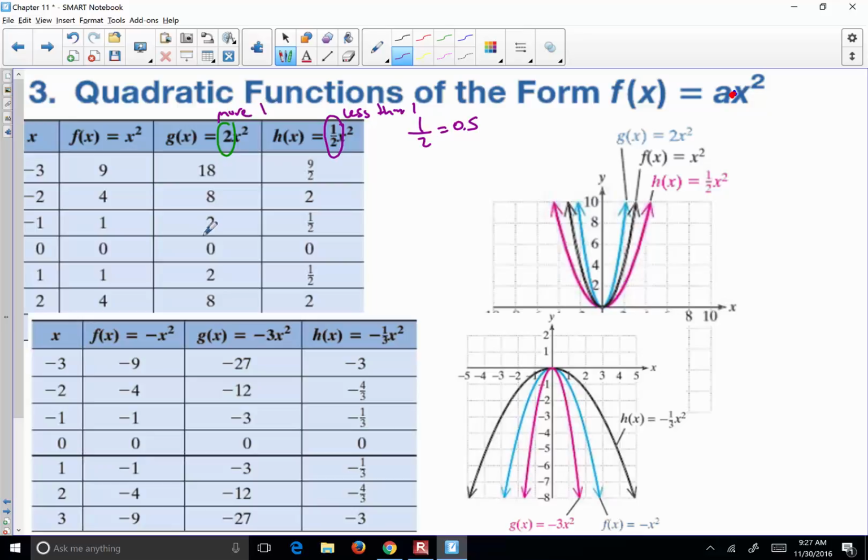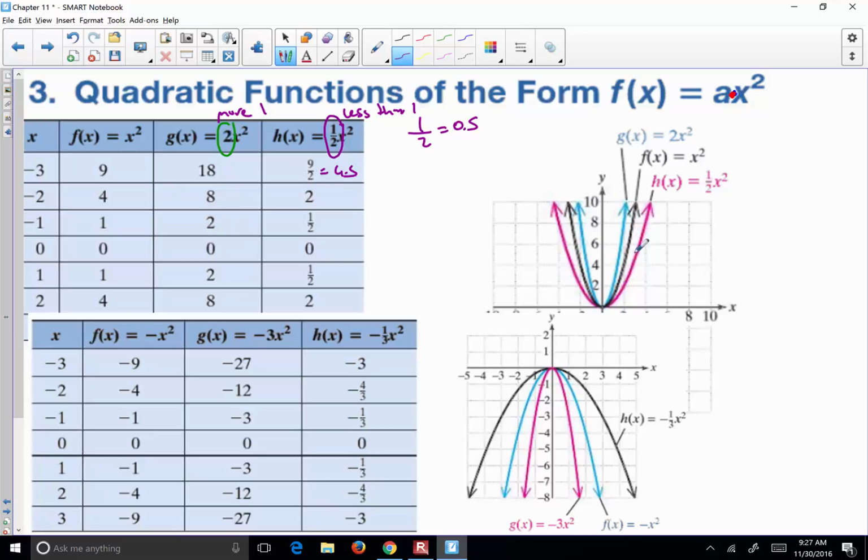If it's more than 1, look, all the numbers are doubled. Quite bigger. If it is less than 1, 9 becomes 4.5. 4 becomes 2. Get halved. So things are shrinking. Things are stretching. Getting bigger.